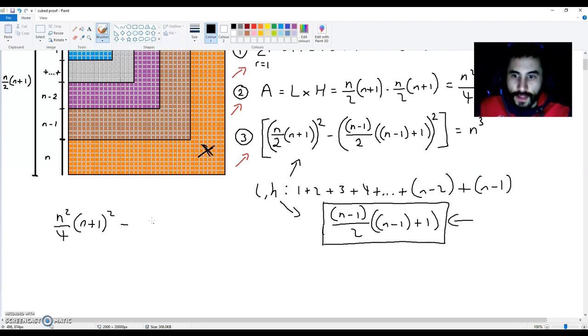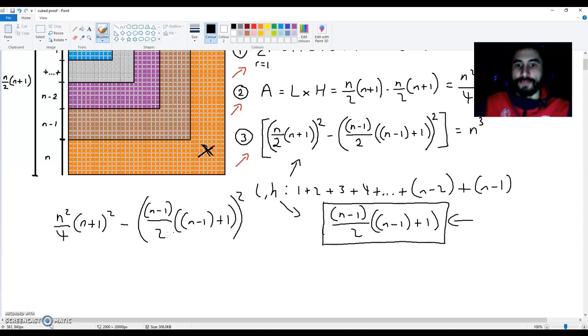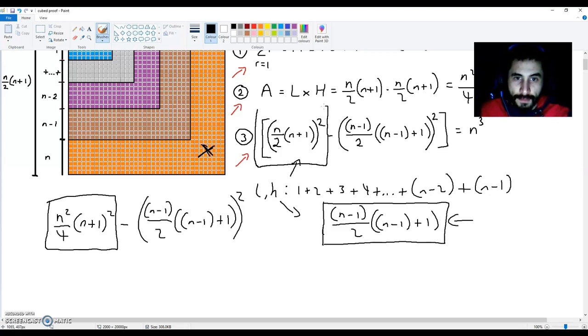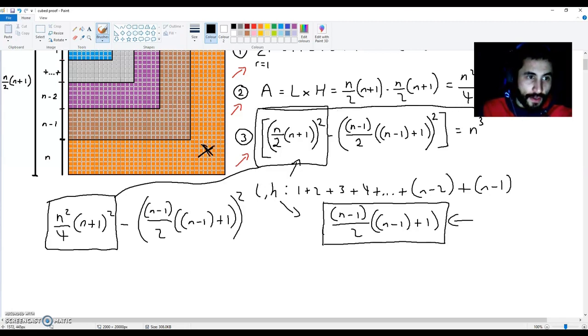minus (n minus 1 over 2 multiplied by n minus 1 plus 1) squared. Okay, and since this over here is equivalent to this over here, let me just join them up. We have exactly the same formula as this, alright?